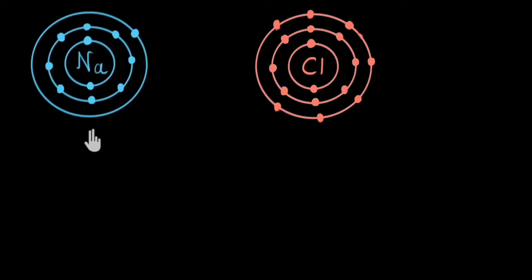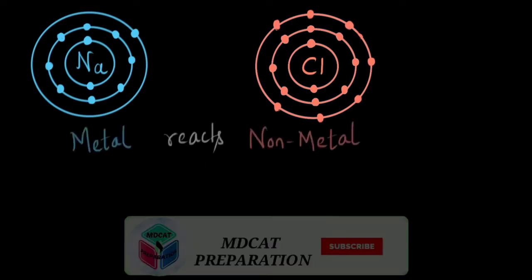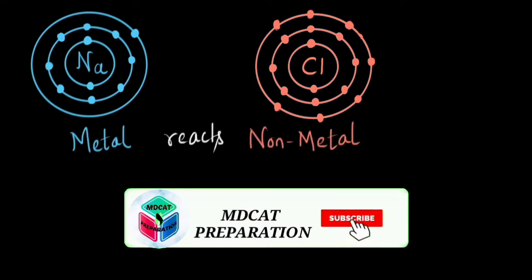When sodium reacts with chlorine, we get sodium chloride or NaCl. But how are things happening at an atomic level? Well, that's exactly what we are going to find out in this video. We will learn how metals react with nonmetals, what ionic bonds are, and how they are formed.